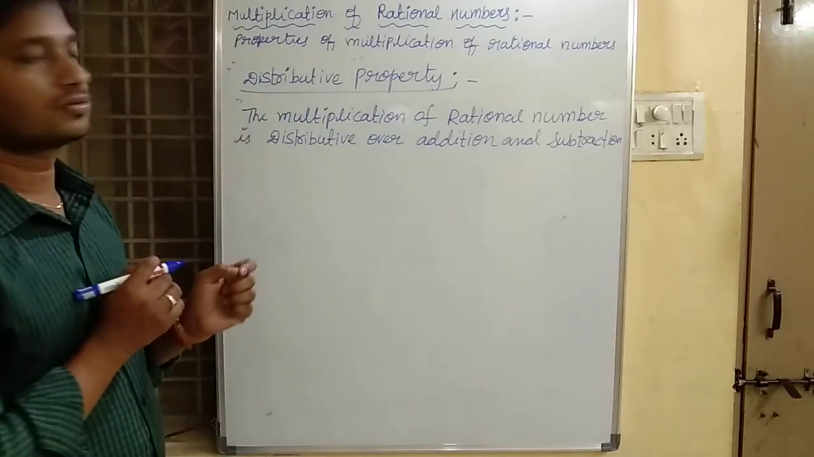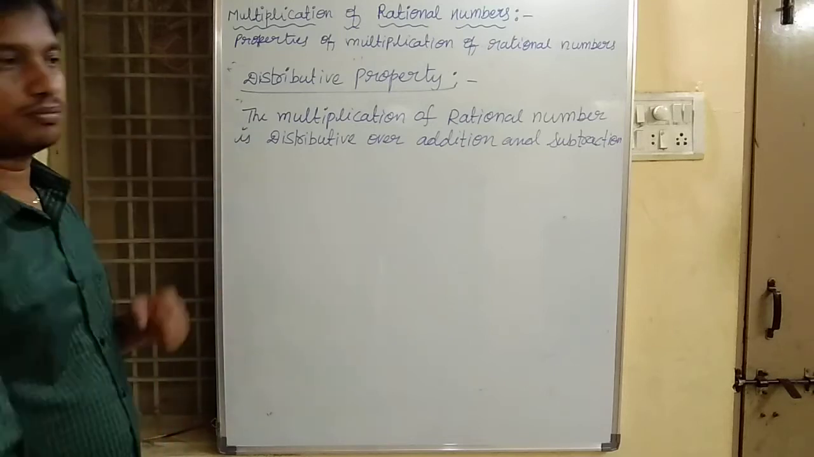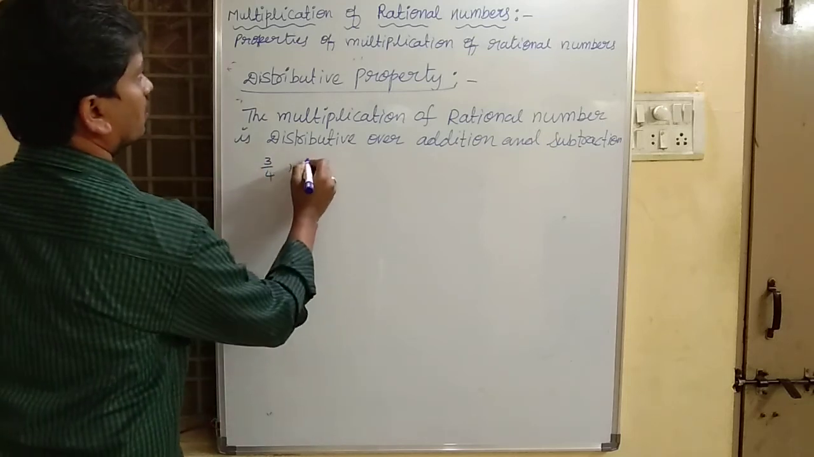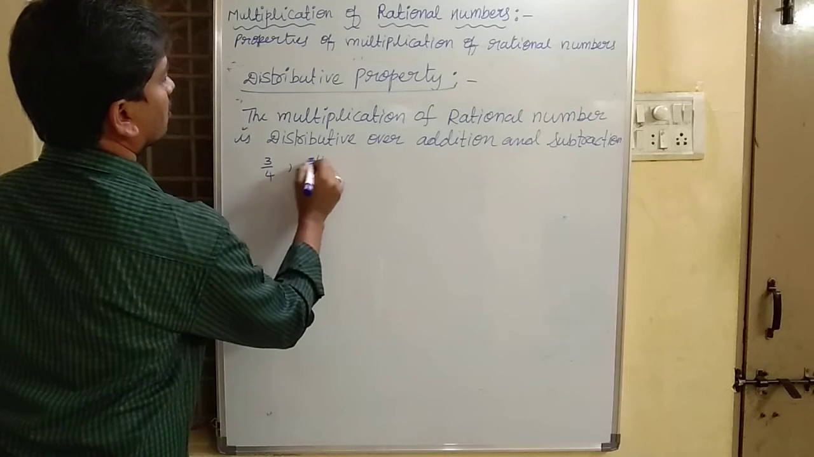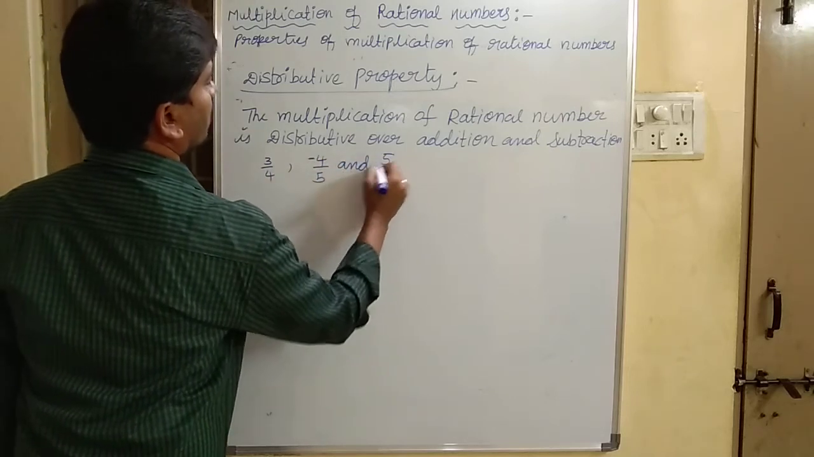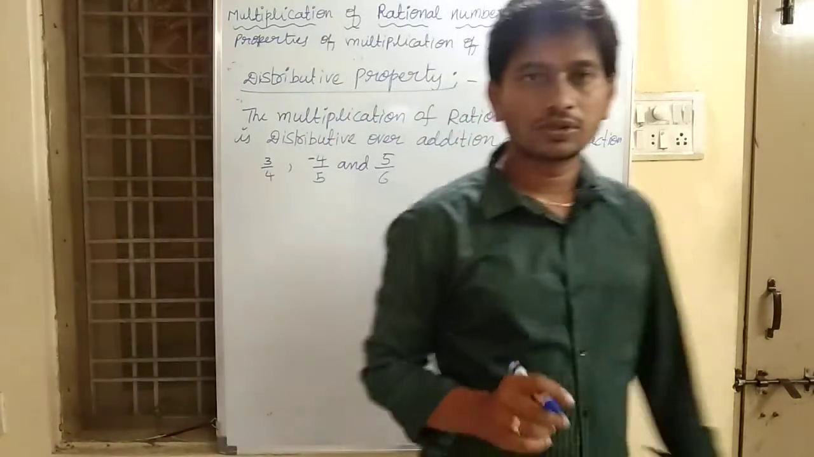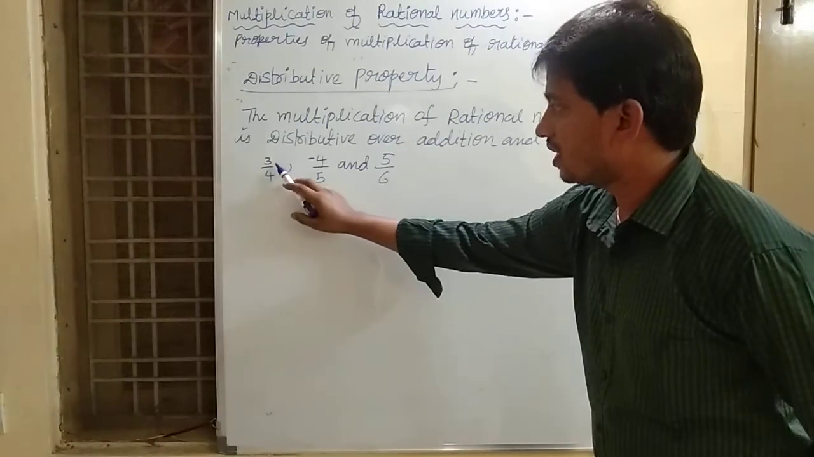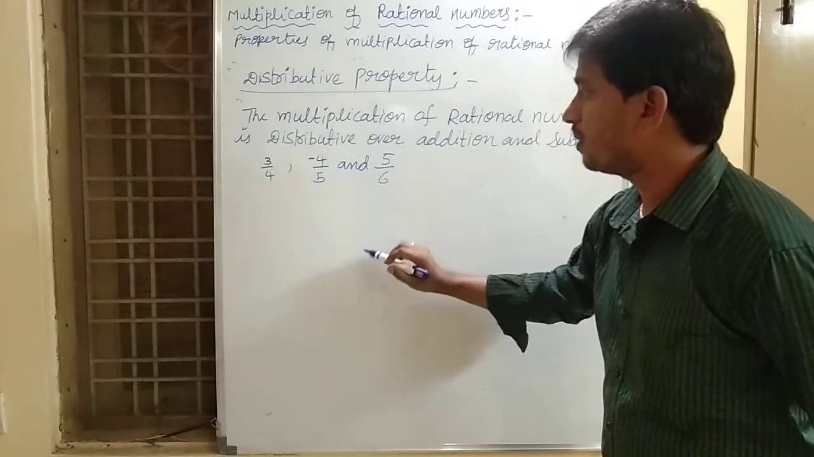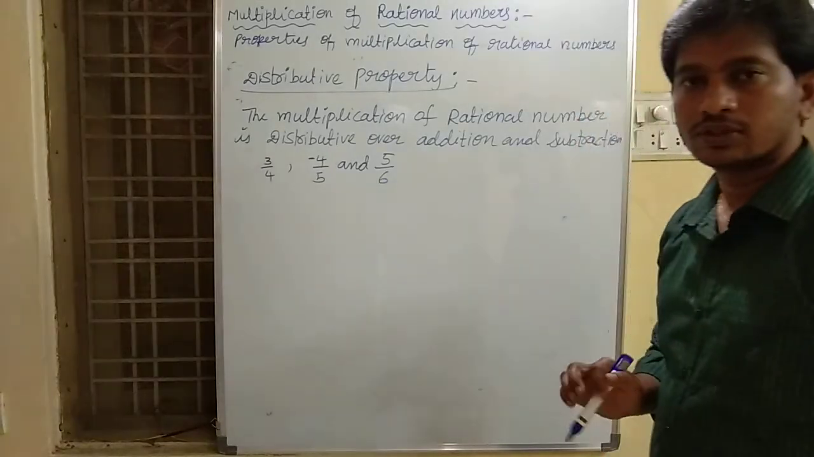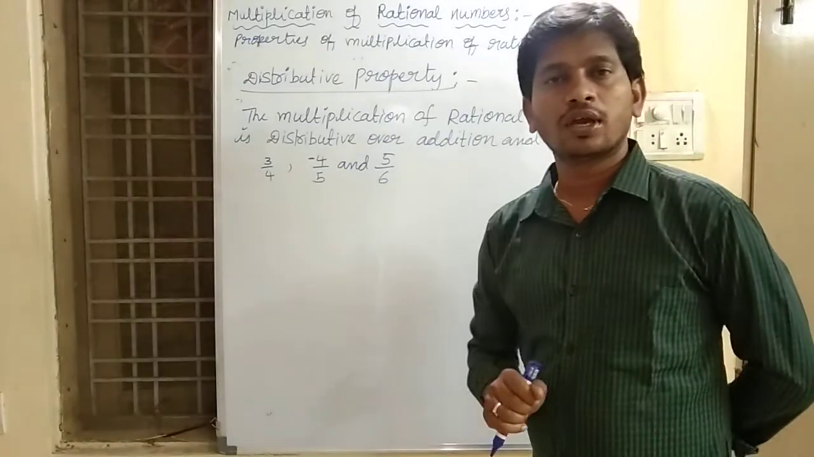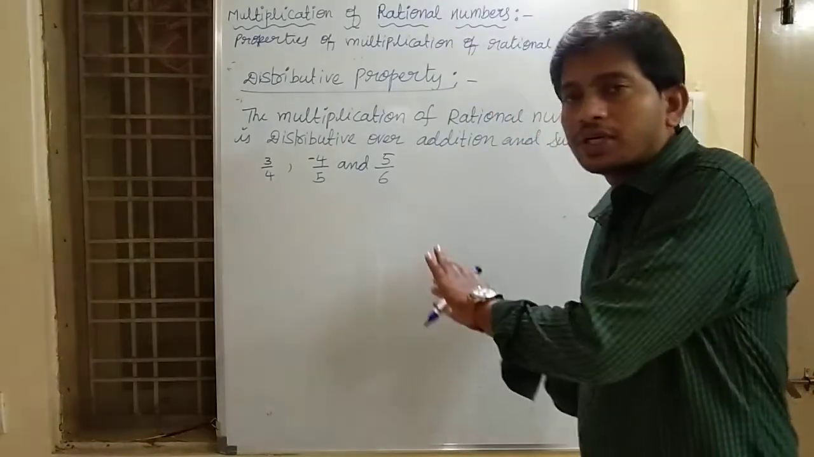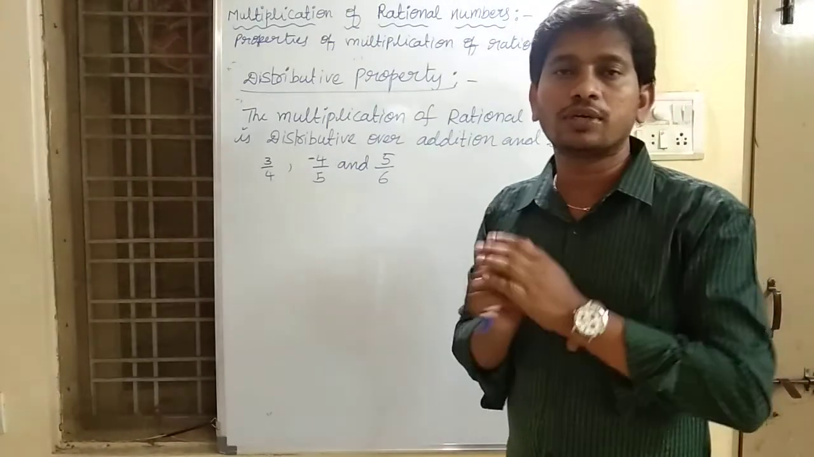Let us consider three rational numbers. For suppose 3 by 4, minus 4 by 5 and 5 by 6. So listen carefully. What is distributive property? Let us consider three rational numbers, 3 by 4, minus 4 by 5 and 5 by 6. You have to consider three rational numbers. In associative property also we consider three rational numbers only. In distributive property also we have to consider three rational numbers only.